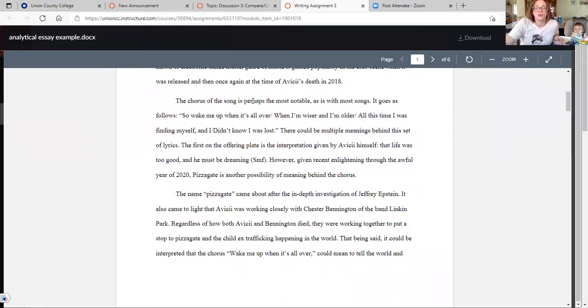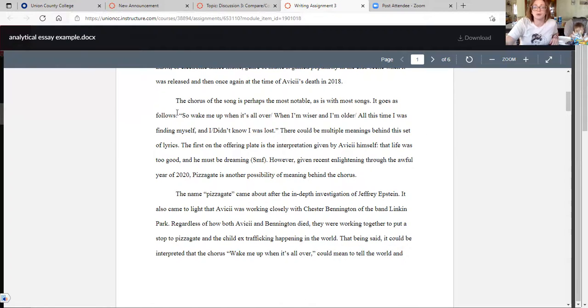Okay, so here we go. The chorus of the song is perhaps the most notable, as is with most songs. It goes as follows. So wake me up when it's all over. Wake me when I'm wiser and I'm older. Sorry, I can't see. All this time I was finding myself and I didn't know I was lost. Okay, so there could be multiple meanings behind this.